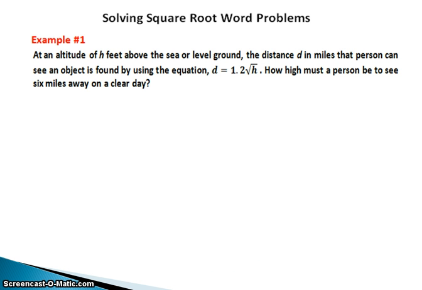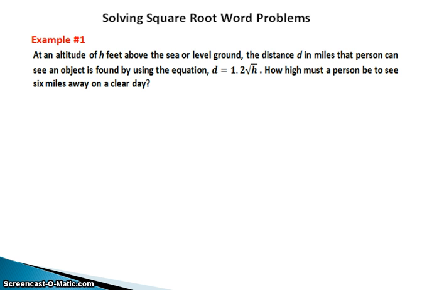Now we're going to look at 3 word problems. In the first example, we have a word problem involving how far a person can see based on how far above sea level they are. So at an altitude of h feet above the sea, the distance d in miles that a person can see an object is found using this equation. The distance d is equal to 1.2 times the square root of h, the height. And the question is, how high must a person be to see an object on a clear day?